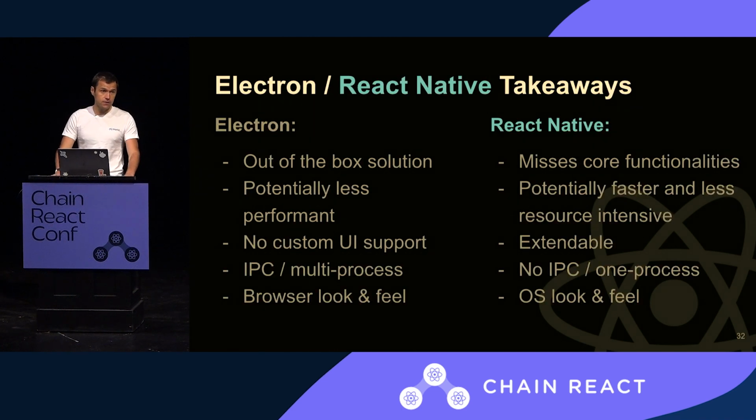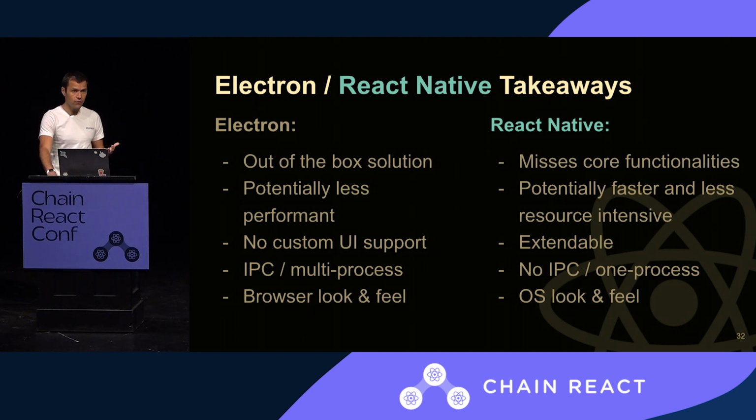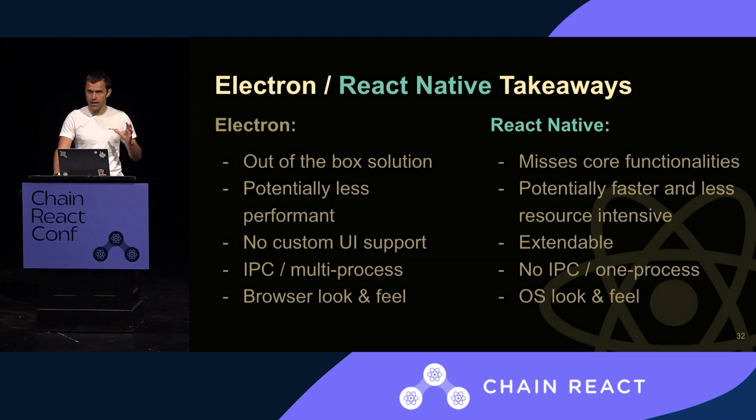These are my main takeaways, and I hope they are useful for you. We think Electron is a great solution because it gives you everything out of the box. But most likely it's not the most efficient solution, depending on your use case. And if performance is a critical factor, then it might not be the best choice. It doesn't allow you to add any custom UI component. If you have a similar scenario to Meta, where we want our own custom UI component to show something on the screen, then maybe Electron won't be the best choice. It's an IPC architecture, so there is a little bit of overhead to communicate back and forth between the different processes. And it has a browser look and feel.